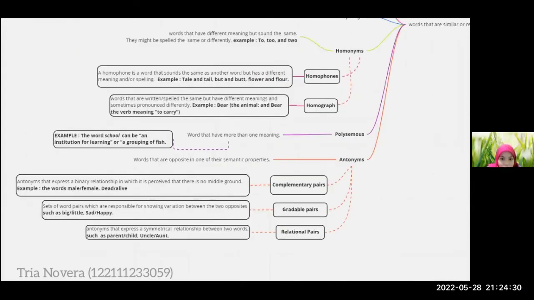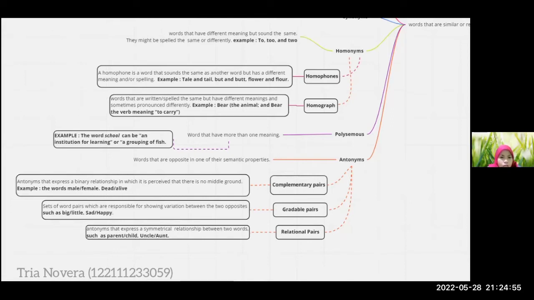My name is Tria Novera and my student number is 059, and I will continue the presentation. Homonyms are words that have different meanings but sound the same. They might be spelled the same or differently. For example, two, too, and to. They all have the same sound, but each word has a different meaning.